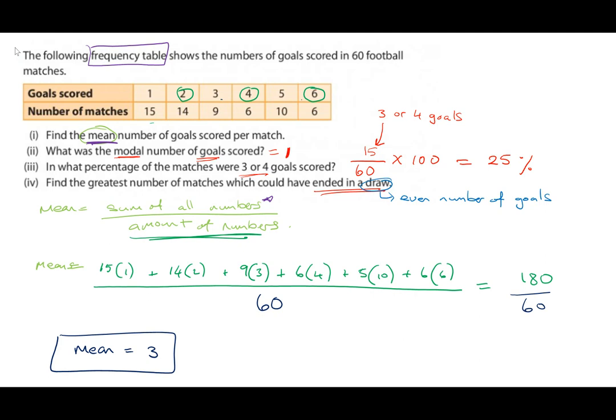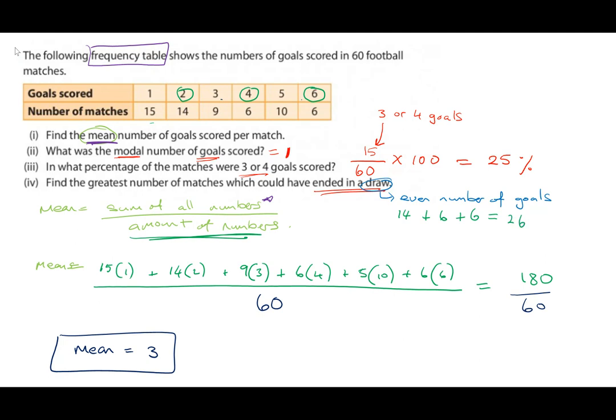If I have 5 goals, one team has to score more than the other, because I would have had 1-4 or 2-3 or 5-0. So the greatest number of matches that could have ended in a draw is 14 for 1-1 for 2 goals, 6 matches that scored 4 goals, and 6 matches that scored 6 goals. So that will bring us to 26.